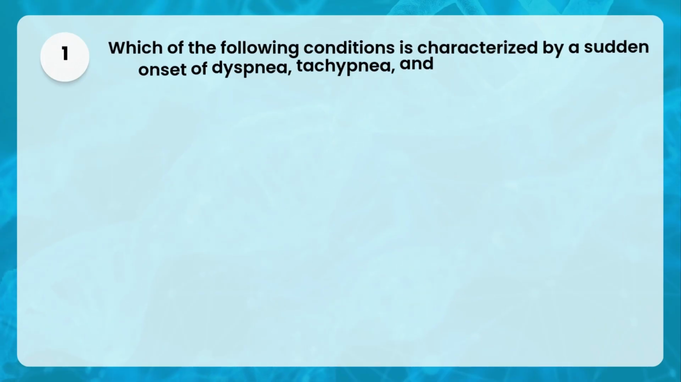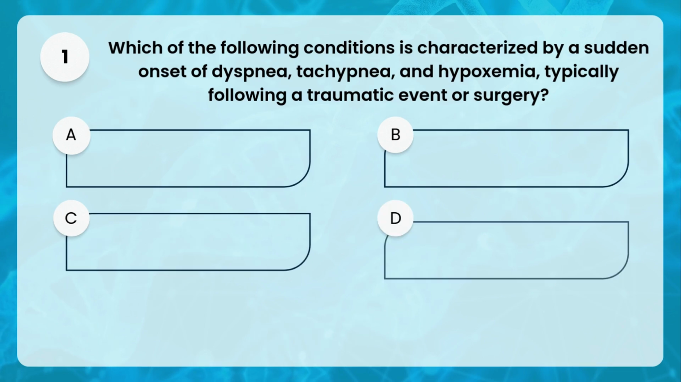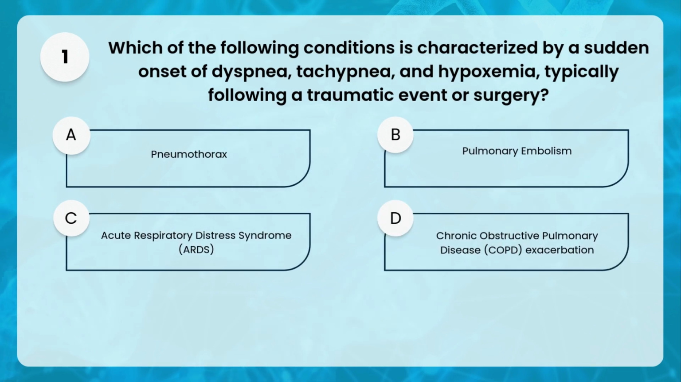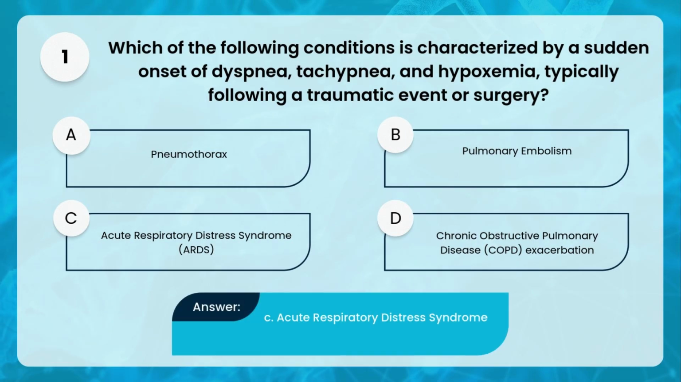Question number 1. Which of the following conditions is characterized by a sudden onset of dyspnea, tachypnea, and hypoxemia, typically following a traumatic event or surgery? A. Pneumothorax. B. Pulmonary embolism. C. Acute respiratory distress syndrome, ARDS. Or D. Chronic obstructive pulmonary disease, COPD exacerbation. The answer is C. Acute respiratory distress syndrome, ARDS.